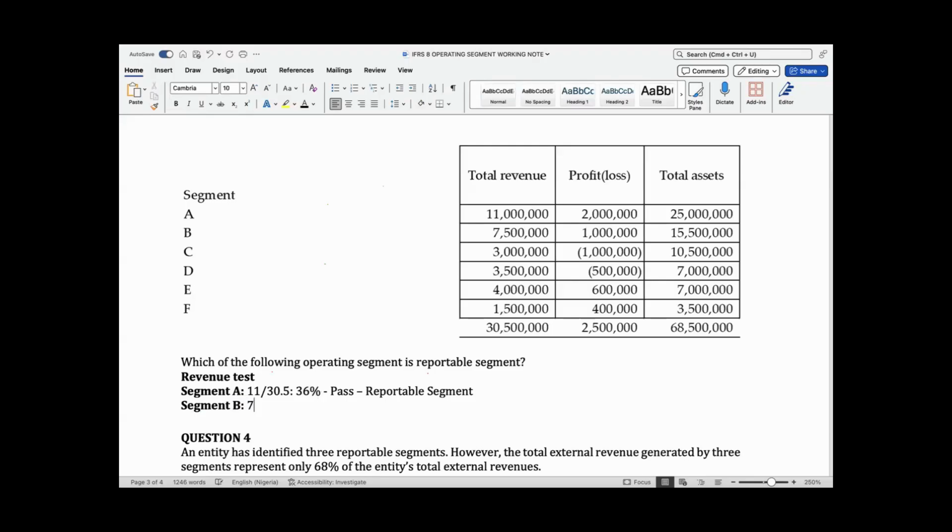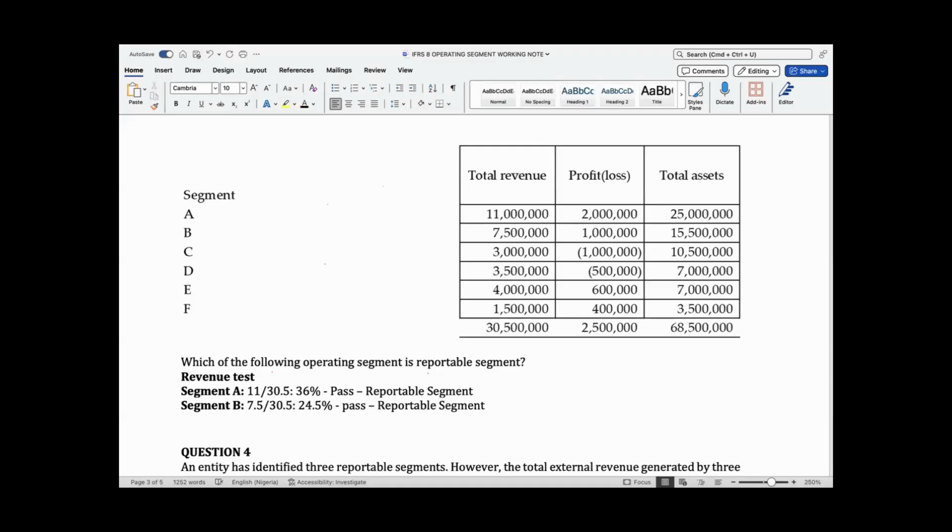That would be 7.5 divided by 30.5. So if I do 7.5 divided by 30.5, that gives me 24.5% pass. This one also is a reportable segment.